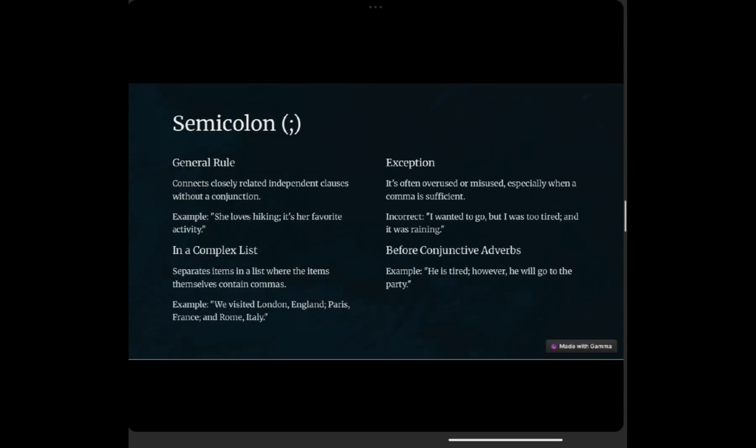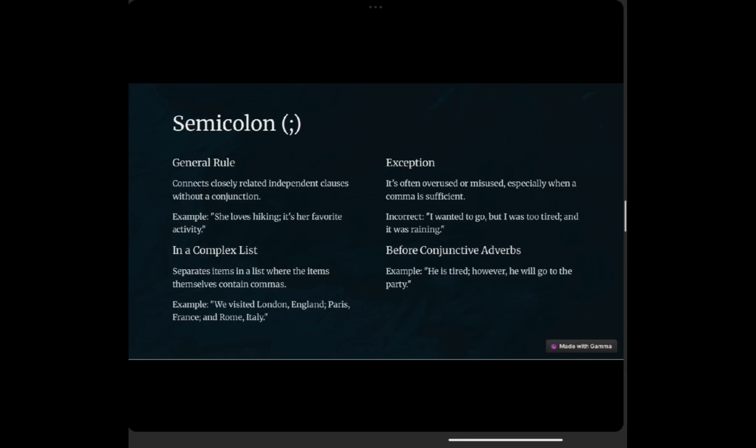Let's move on to the semicolon. A semicolon connects two closely related but complete sentences. For example, "She loves hiking; it's her favorite activity." We also use semicolons in lists where items contain commas, such as "We visited London, England; Paris, France; and Rome."